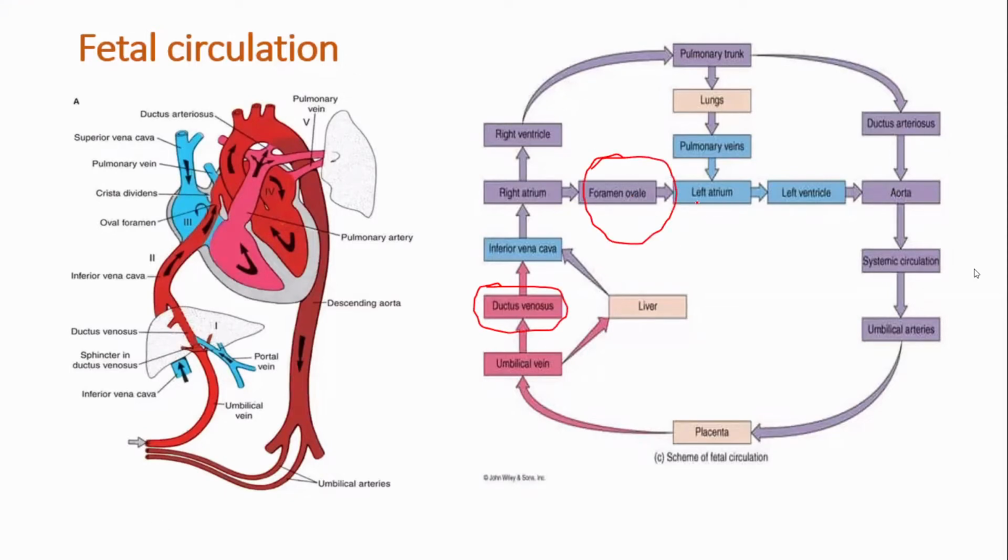From the foramen ovale, blood will go into the left atrium, then the left ventricle, aorta, and systemic circulation. Some blood will go from the right atrium to the right ventricle, then into the pulmonary trunk. This portion is relatively very small. Very little blood goes to the lungs because the lungs are not inflated. Most of the blood will go into the aorta via the ductus arteriosus. So these three entities are very important in fetal circulation. Usually congenital heart defects are because of persistence of these entities: the ductus venosus, foramen ovale, and ductus arteriosus.